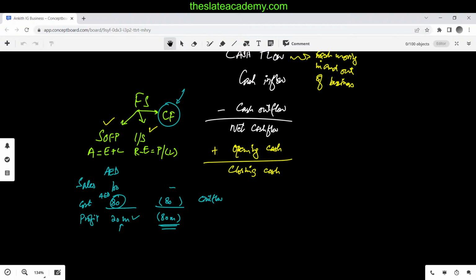So the point that I'm trying to make here is that if this situation continues for a long period of time, that I am running the business in a profitable manner, yet cash flow is negative.